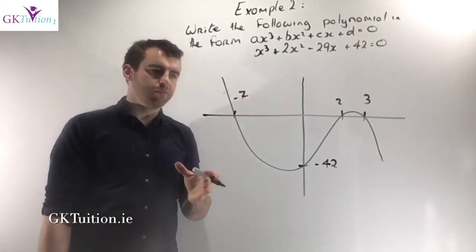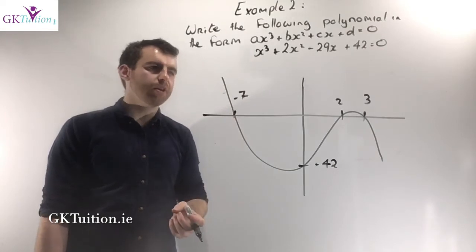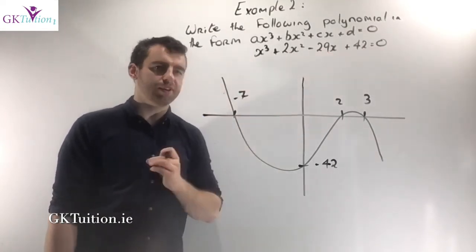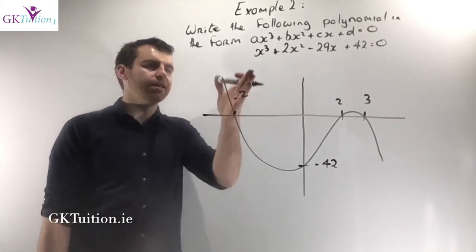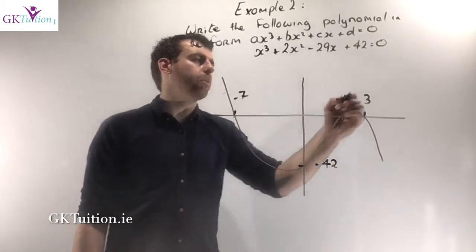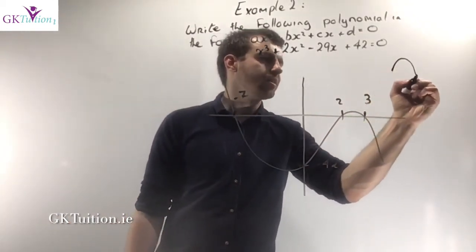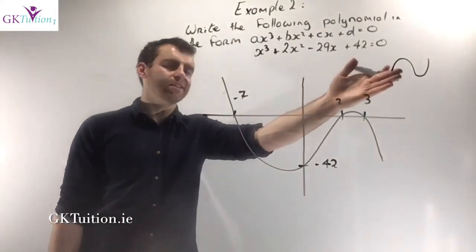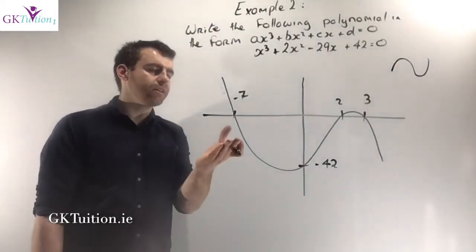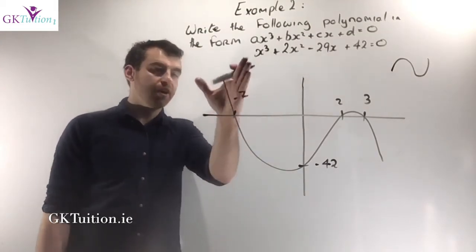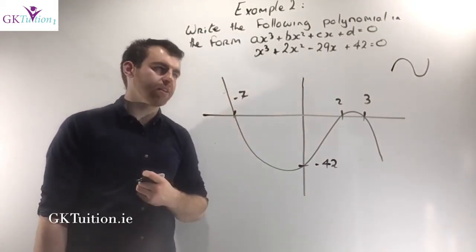When we turned our roots into factors and multiplied them by each other, we got x cubed plus 2x squared minus 29x plus 42. There's a couple of things I can tell about this graph. It's a plus x cubed. I know a plus x cubed starts as an N shape and then turns into a U shape. It starts off the same way as a minus x squared. Clearly the graph that I originally had is not that shape. So it's definitely not a plus x cubed, it must be a minus x cubed.